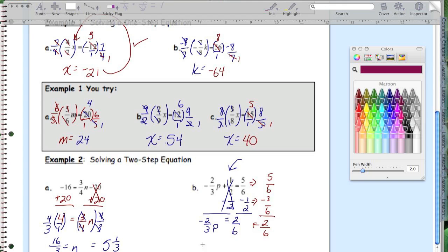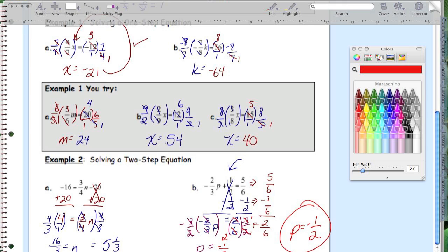All right, now I want to get p by itself. So I'm going to multiply both sides by the multiplicative inverse, or the reciprocal, which is negative 3 over 2. Negative 3 over 2. Those cancel. That all cancels. Negative times negative is a positive, so p comes down. And over here I have 2 over 6 times negative 3 over 2. My 2's cancel. 3 goes into 3 once, into 6 twice. So I have negative 1 in the numerator over 2 times 1 in the denominator, which is 2. So my answer is p equals negative 1/2.